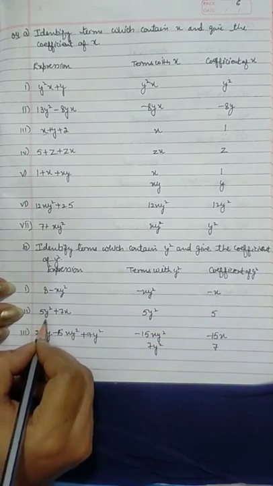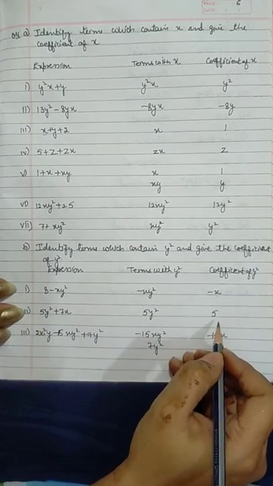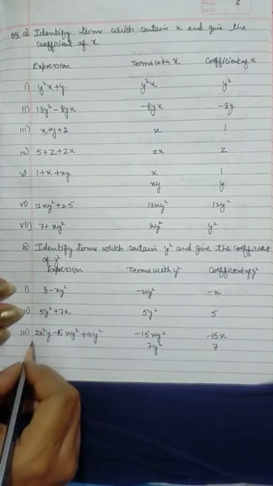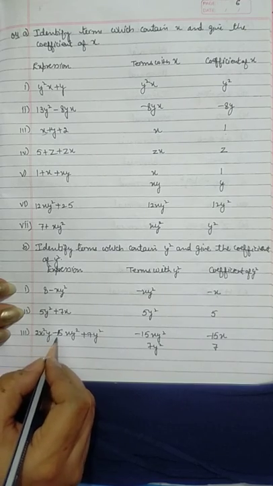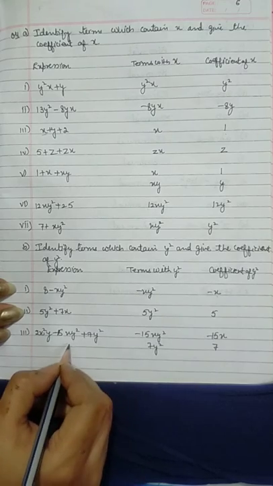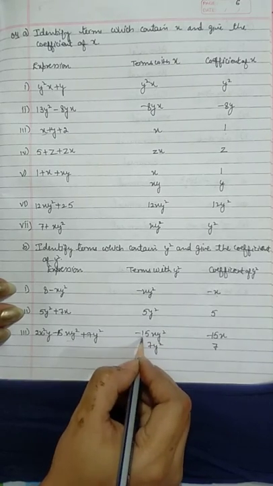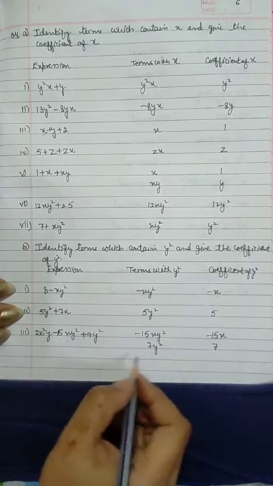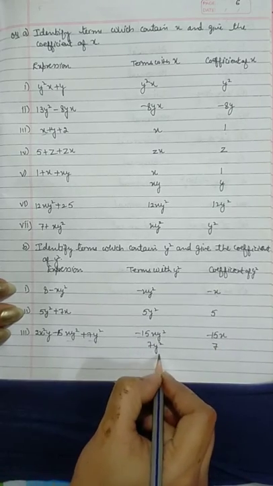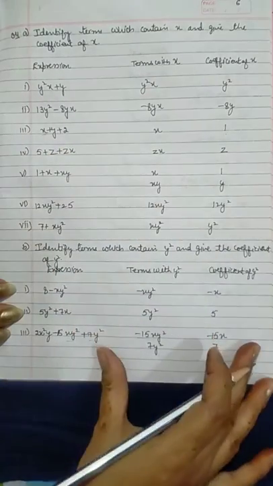Same in the next part, 5y square plus 7x. Take 5y square and the coefficient is 5. Then in this expression I am having 2x square y minus 15xy square plus 7y square. Take the term minus 15xy square first, and the coefficient is minus 15x. Then 7y square, and the coefficient is 7. In this way you can simplify this question number 4.